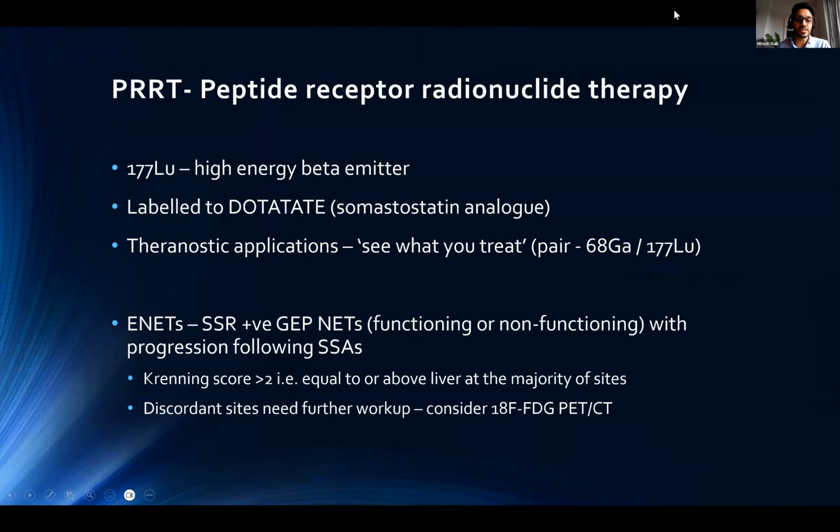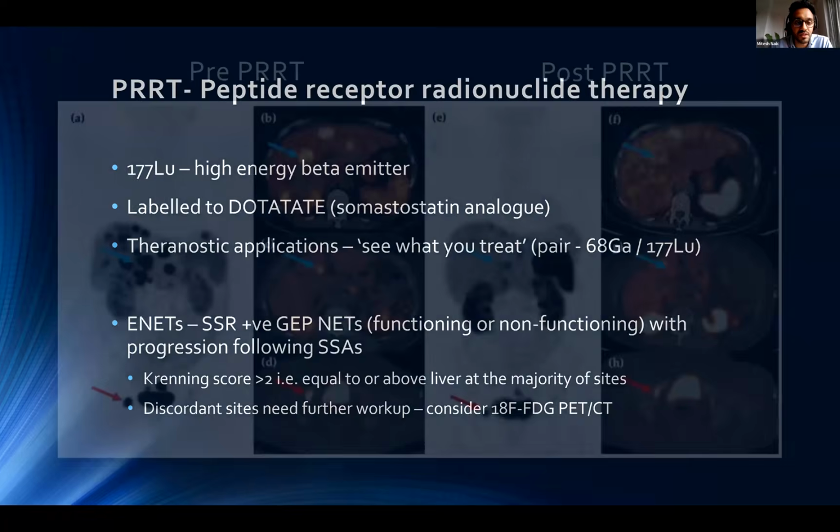Just getting to the end, apologies, I know we're short of time. So PRRT capitalizes on the theranostic pair of gallium and lutetium, which are both labeled to dotatate. Lutetium is a high energy beta emitter, and this should be used in patients who have progressed with grade 1 to 2 NETs on lanreotide, who have confirmed trace avid disease on PET or preceded SPECT imaging.